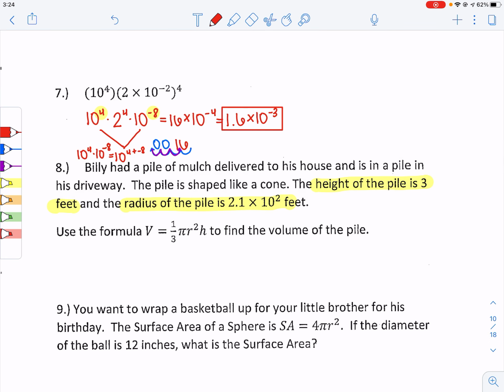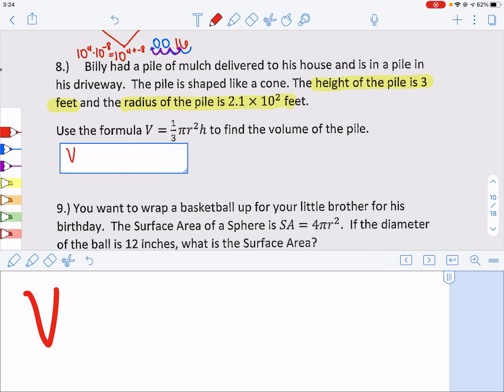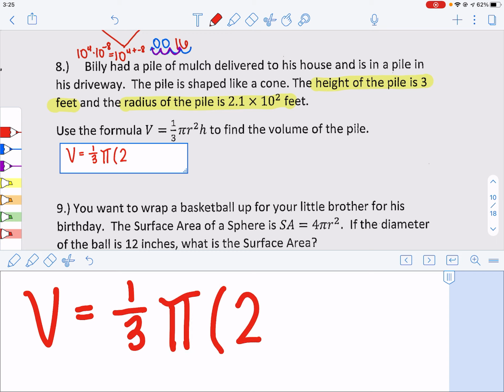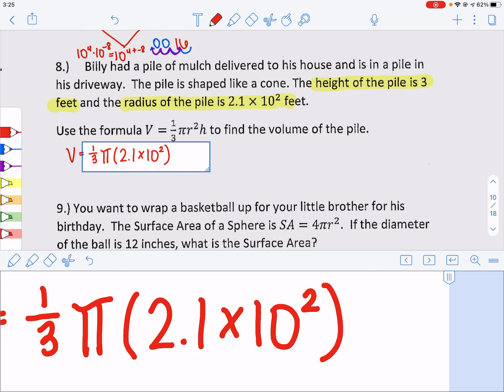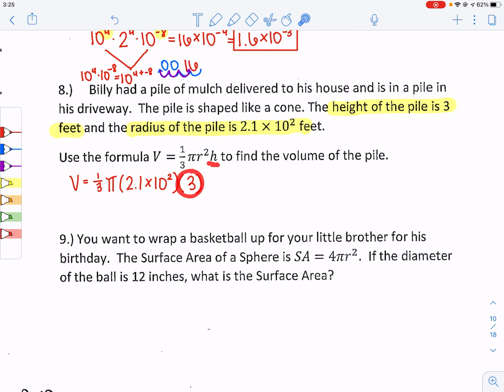Okay, so to find the volume, we're going to start with the volume formula that they give us. So they say volume equals 1/3 pi, and then the radius here they're saying is 2.1 times 10 squared. Let's use that for your radius. Times the height, and they tell us the height is 3. All right, so all I did is I took this and I plugged it in here for the radius, and then I took the height and plugged it in here for the height.